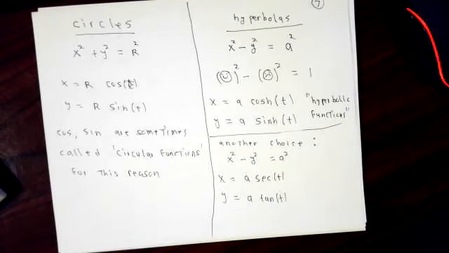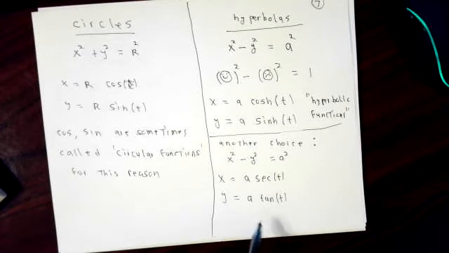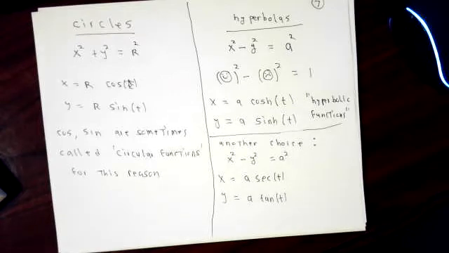Now, I have to say there's another choice that's more familiar to us. You could write x equal a secant of t and y equal a tangent of t. And x squared minus y squared would still be a squared. So we've got two completely different ways of thinking about how to draw graphs of hyperbolas using parametric equations. Each one has an upside and a downside. So we'll look at that now.